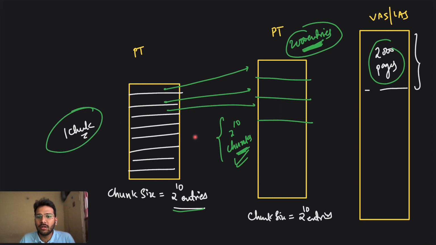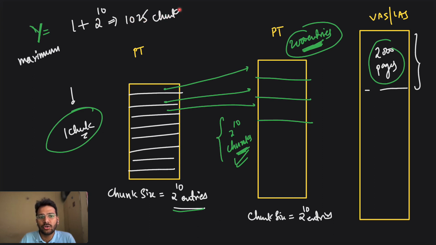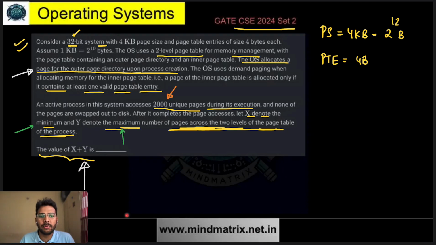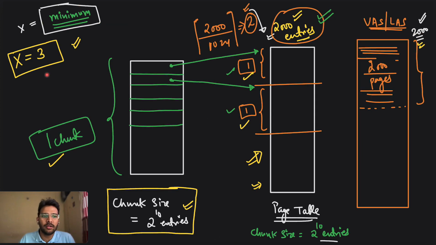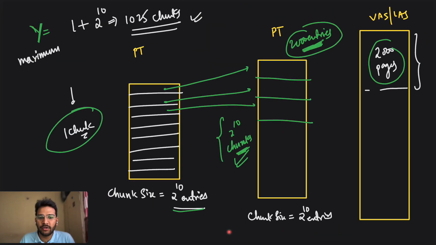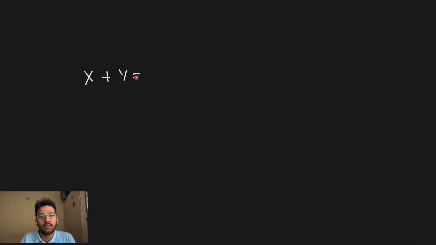And here we have 1 chunk already. So what will the total Y value be? Y is denoting the maximum. So the maximum would be 1 plus 2 raised to the power 10, so this is 1024 plus 1, 1025 chunks would be the maximum value. And what we need to find is the value of X plus Y. So X is 3 here and Y is 1025. So X plus Y is nothing but 3 plus 1025, and that will give me 1028 as the answer.